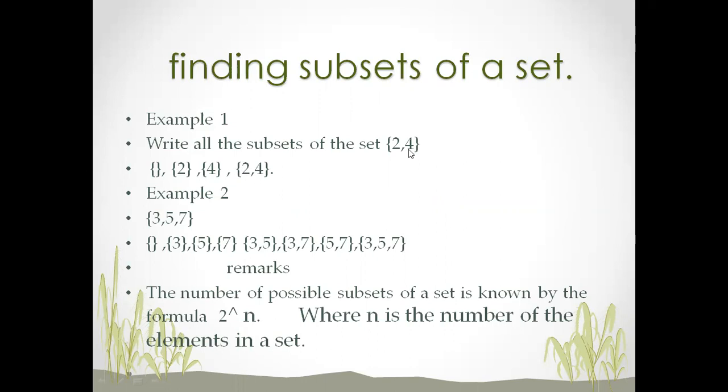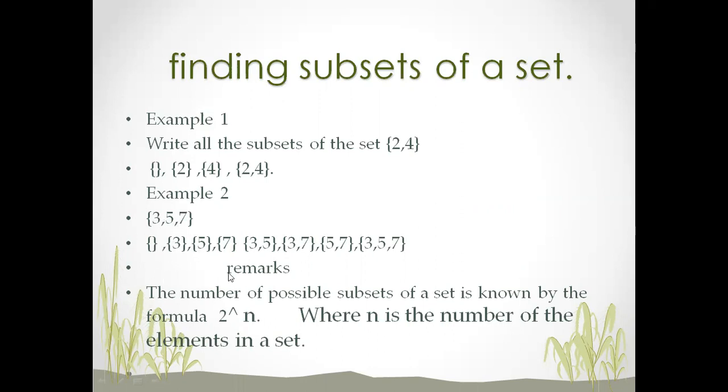And {2, 4}: every set has itself as a subset. And see another example, 3, 5, 7. The empty set is always a subset of every set, so you can include the empty set as a default.